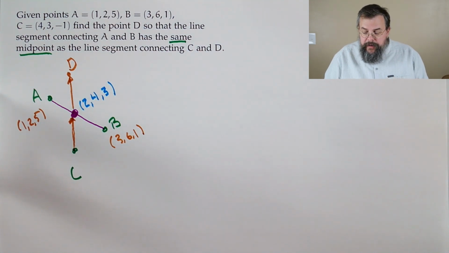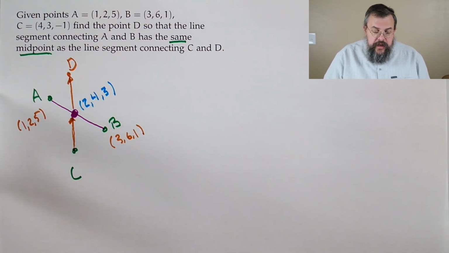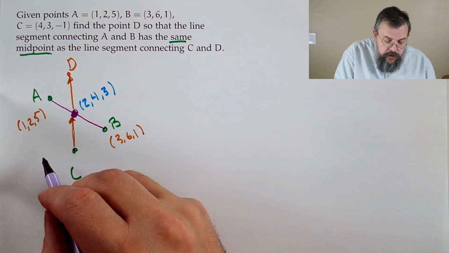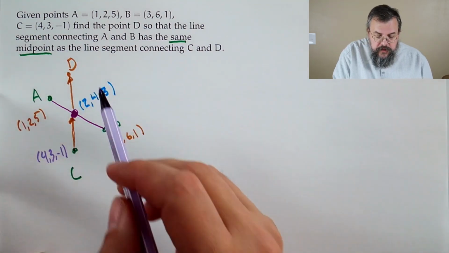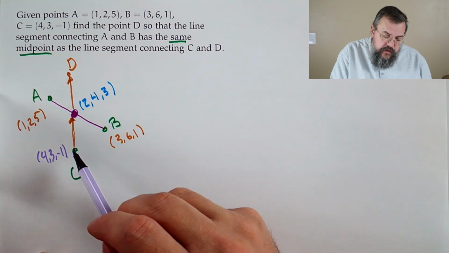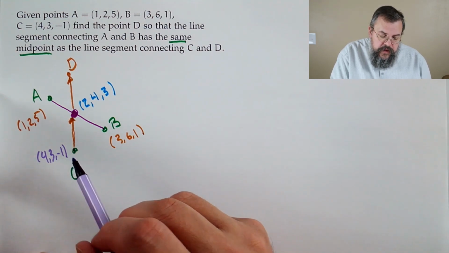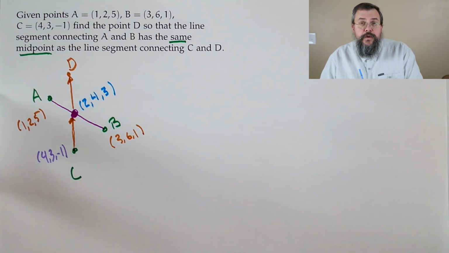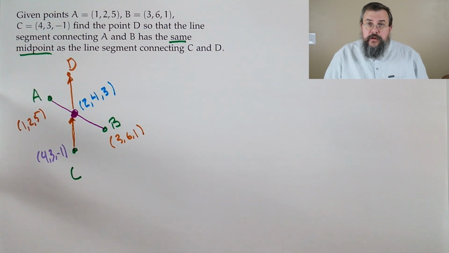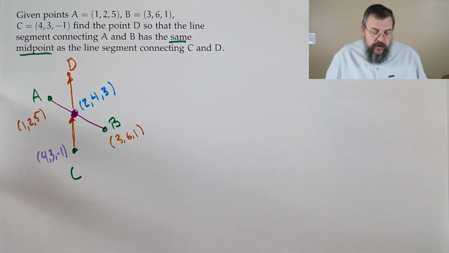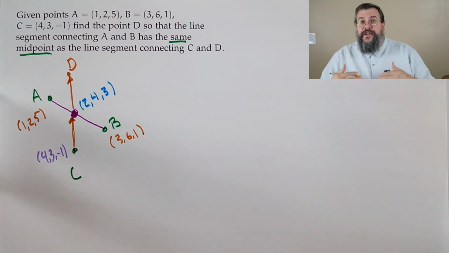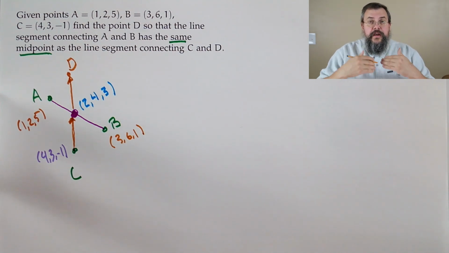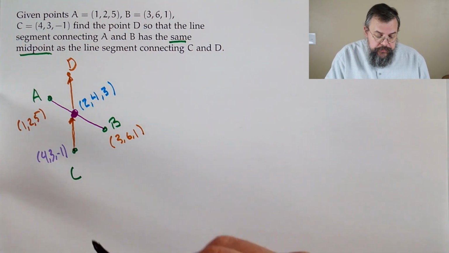Now, how about our point C? We know where C is located. It's located at the point (4, 3, -1), because that's what we're told. So we can think to ourselves, okay, I'm at (4, 3, -1). How did I move to get to (2, 4, 3)? Well, that's a vector. That's talking about change. How did I change to get from C to the midpoint?